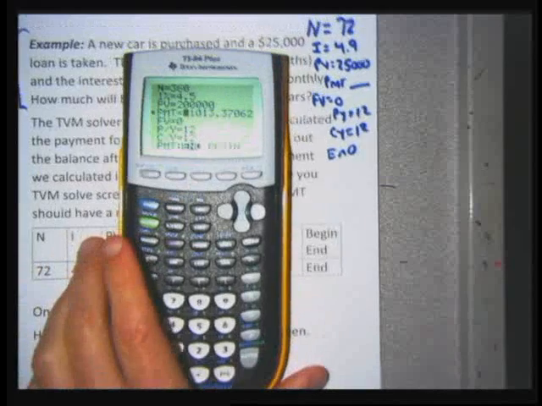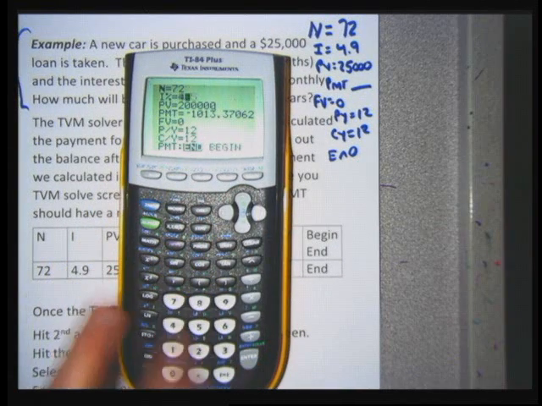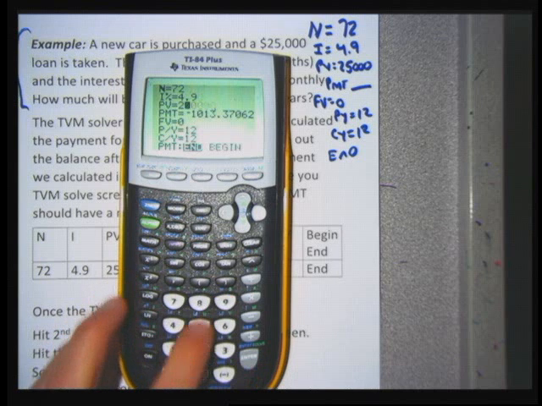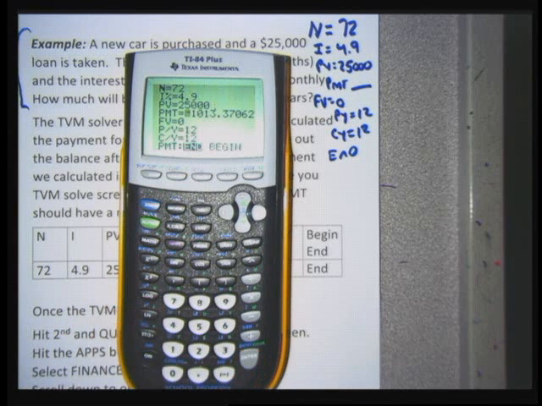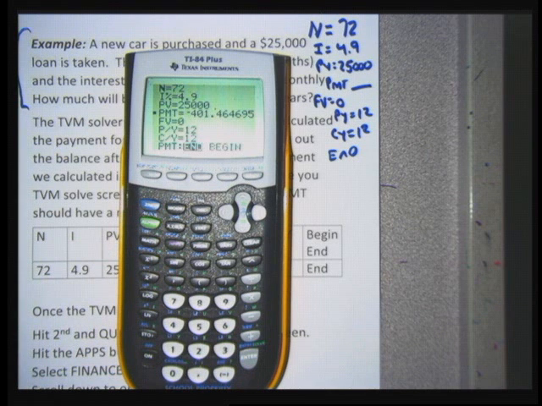So I go up, change the N to 72, the I to 4.9, the PV to 25,000. Everything else is okay other than the payment. Then I hit alpha and enter. So there's the payment for this. Every month for 2 years, I'm making $401.46 in payments. If I wanted to round this and not have all the decimals, it'd be fine, but I don't even need to take the time to do that. I'll get an answer that's accurate enough.